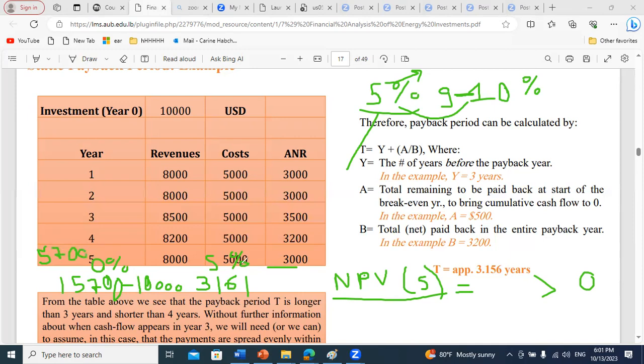sorry, the 10% comes to $1,660. So if you want to comment, it seems that this project is good, because even with 10% we are still gaining.